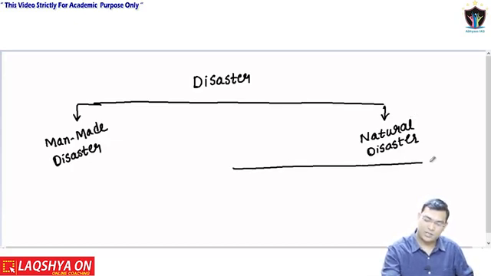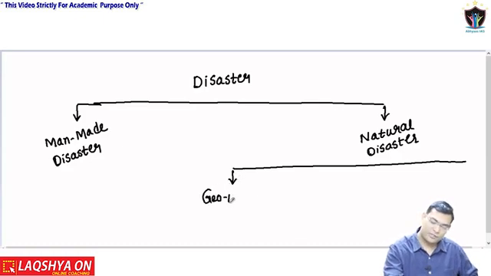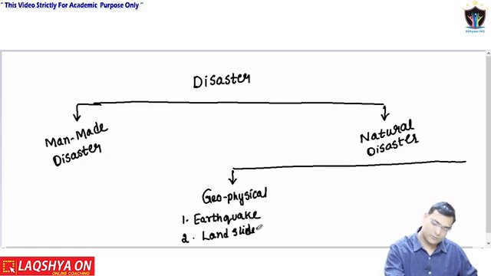The natural disasters are geophysical, nothing but earthquake, second landslides, third tsunami, fourth volcanic activities.